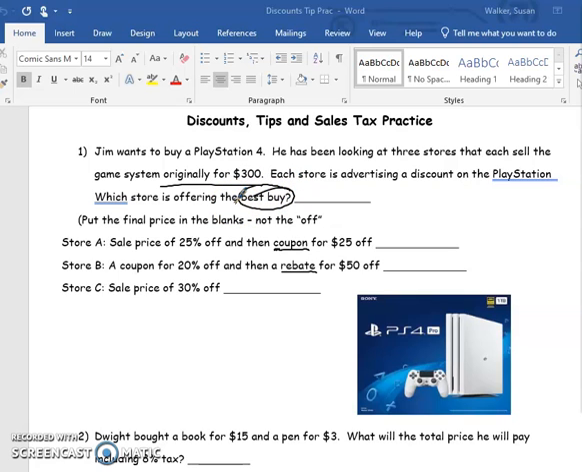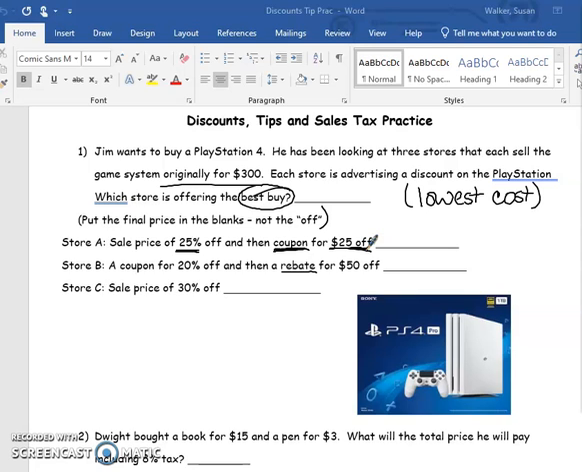Okay, so remember, Best Buy means the lowest cost, and most of you know that. Okay, so in here it's saying put the final price in the blanks, not the off. Okay, don't put the off there, that will throw you off. So on store A, it says we have a sale price of 25%, and we have a coupon for $25 off. Okay, so most of us know a coupon is something that we take off at the end.